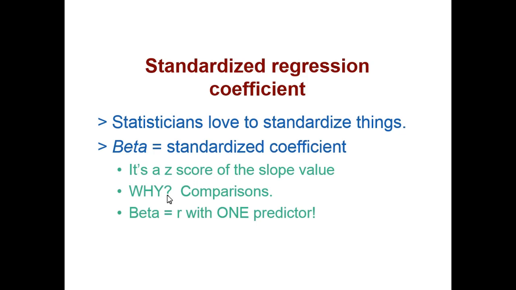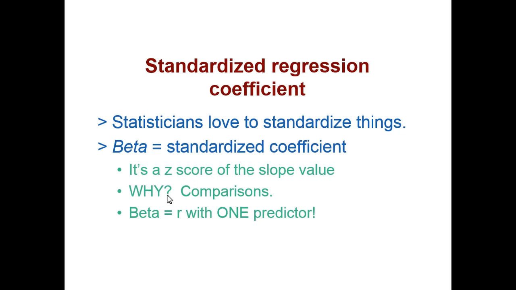So beta is the z-score. Remember, r is the z product of z. And we do that so we can compare. So with one predictor, beta is only marginally useful. It's kind of like, here's an r. With multiple predictors, beta allows you to compare them to each other.